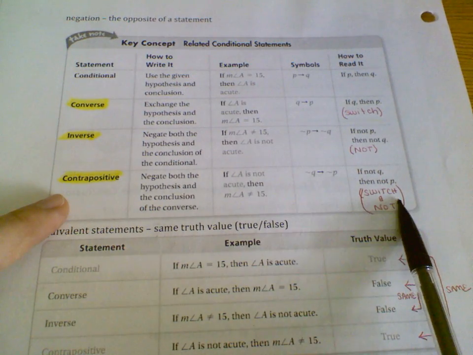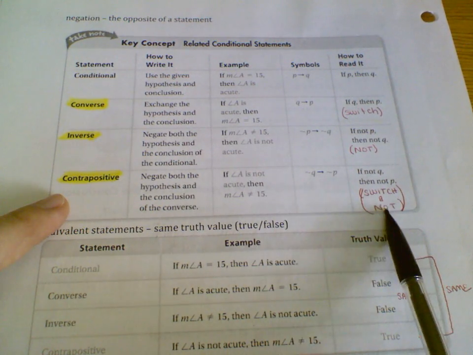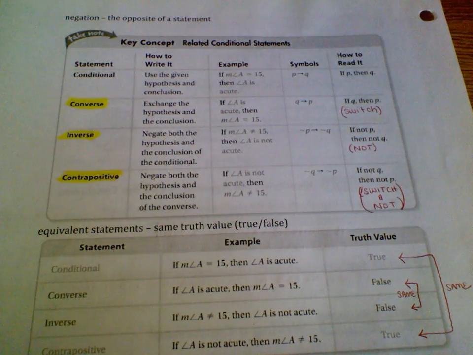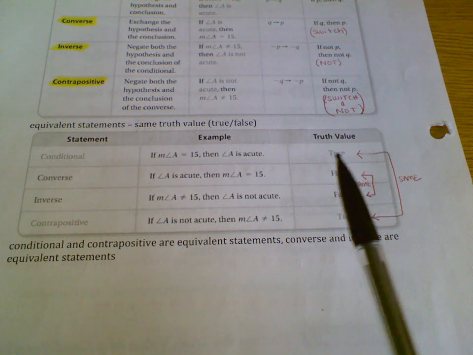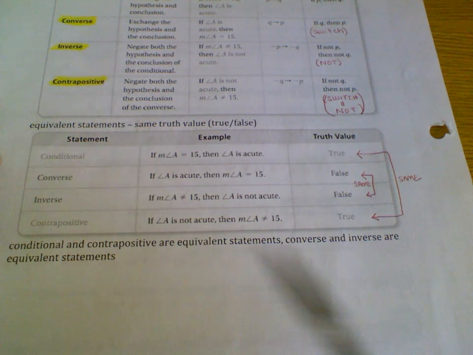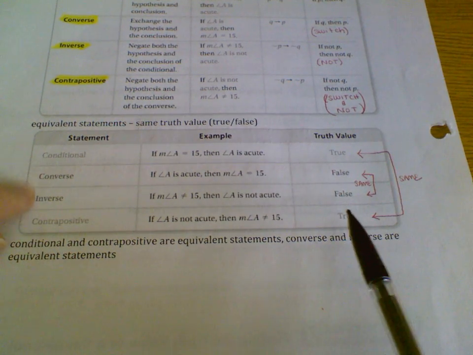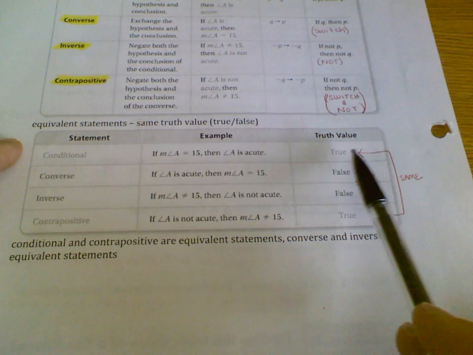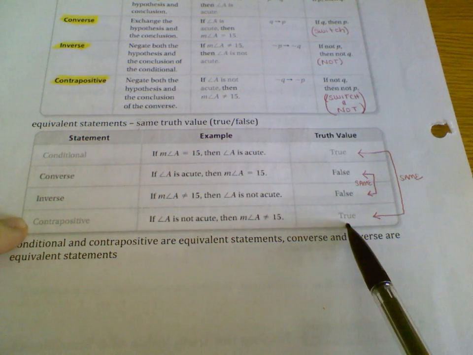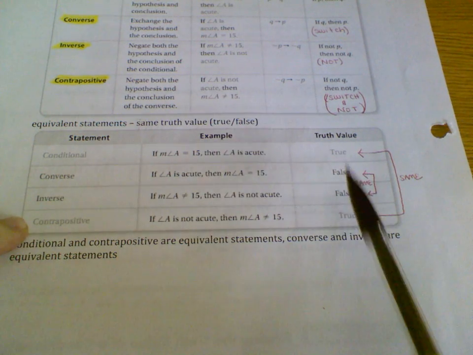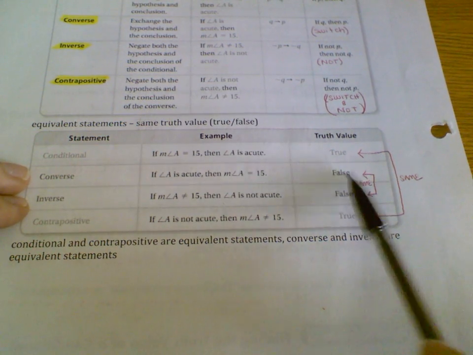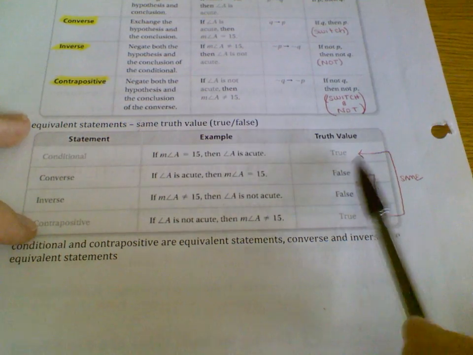I'm going to switch the hypothesis and conclusion, and I'm not going to negate both of them. The other chart that you see on here is just talking about equivalent statements, and what that means is when you have to find these truth values, this is a quick hint to make sure that you have them correct, because the conditional statement and the contrapositive should always have the same truth value.